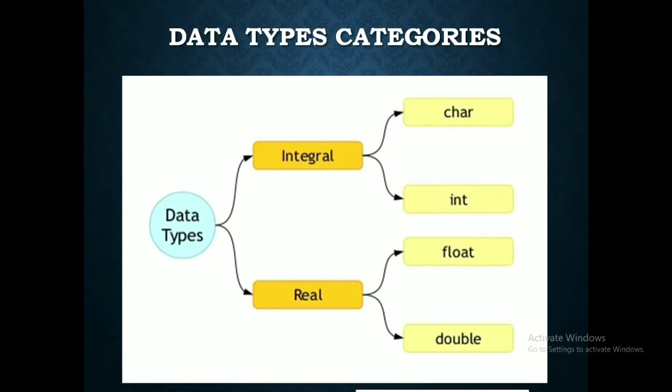Next, the data type categories. There are mainly two types of data type categories, integral and real. In integral, character and integer are present. The character will hold only one byte of data and integer will hold 2 bytes of data. The real types, float and double, depend on the precision values.